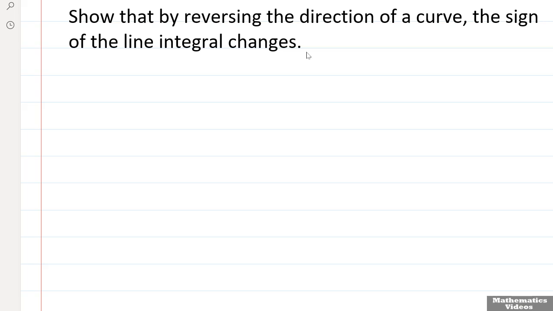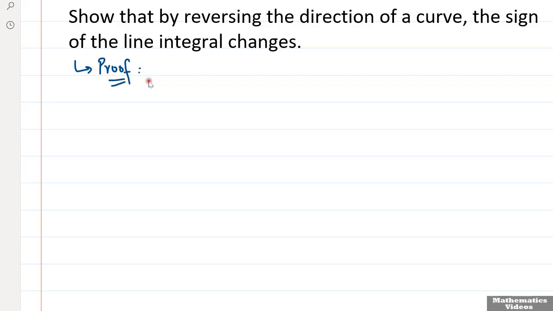In this lecture we will prove that by reversing the direction of a curve, the sign of the line integral changes. This is a very important statement. The proof is very simple. The main task in the proof will be to find out the parameterization of a curve when its direction is reversed. Let me begin the proof.